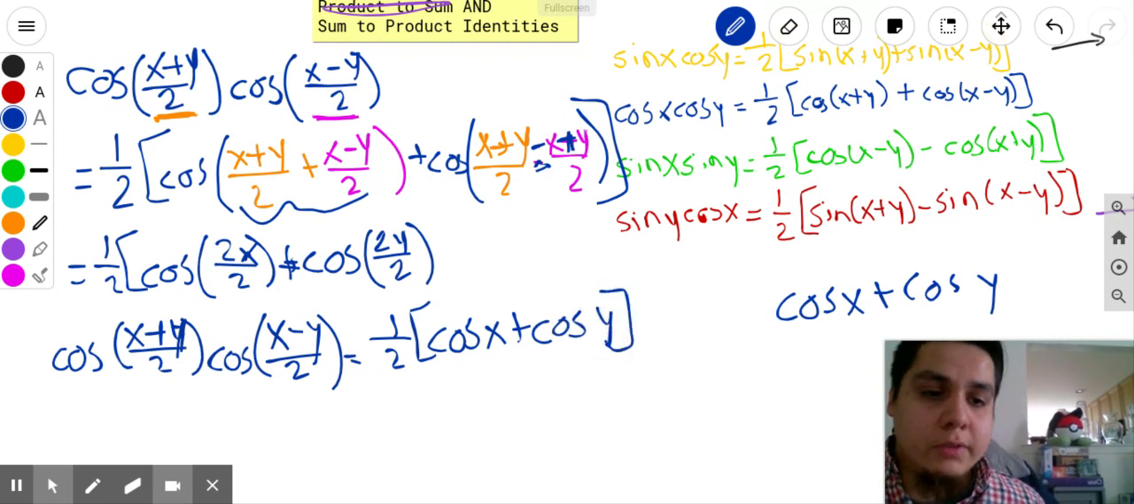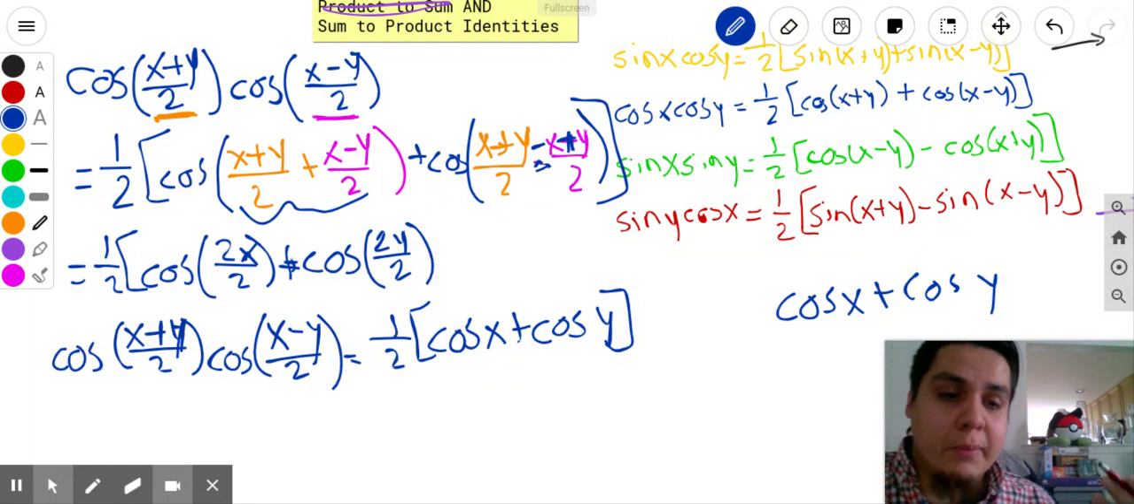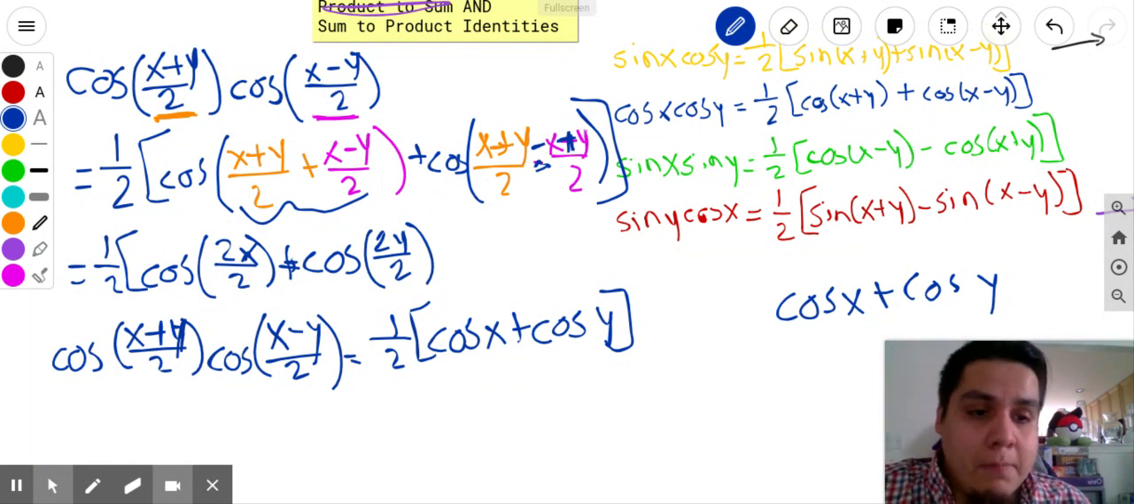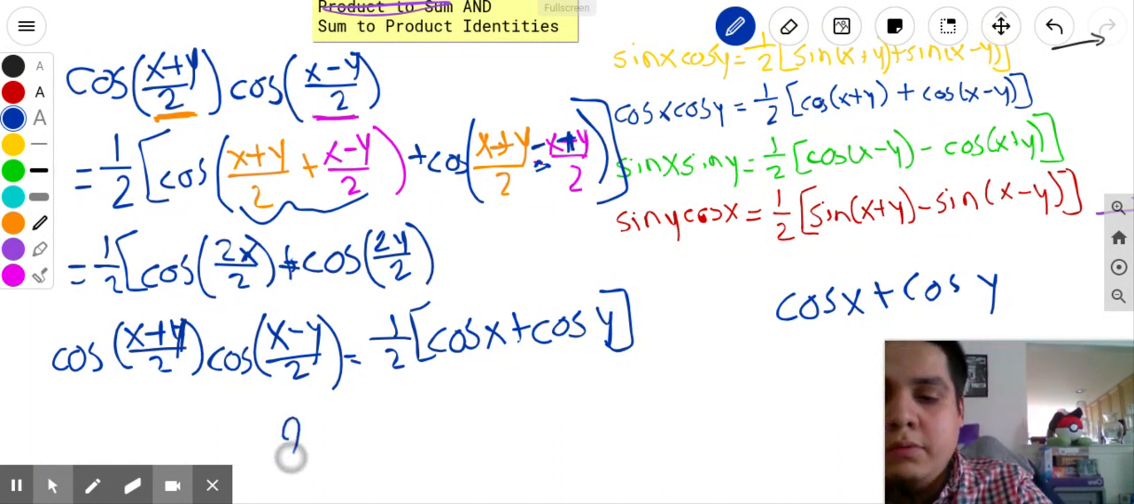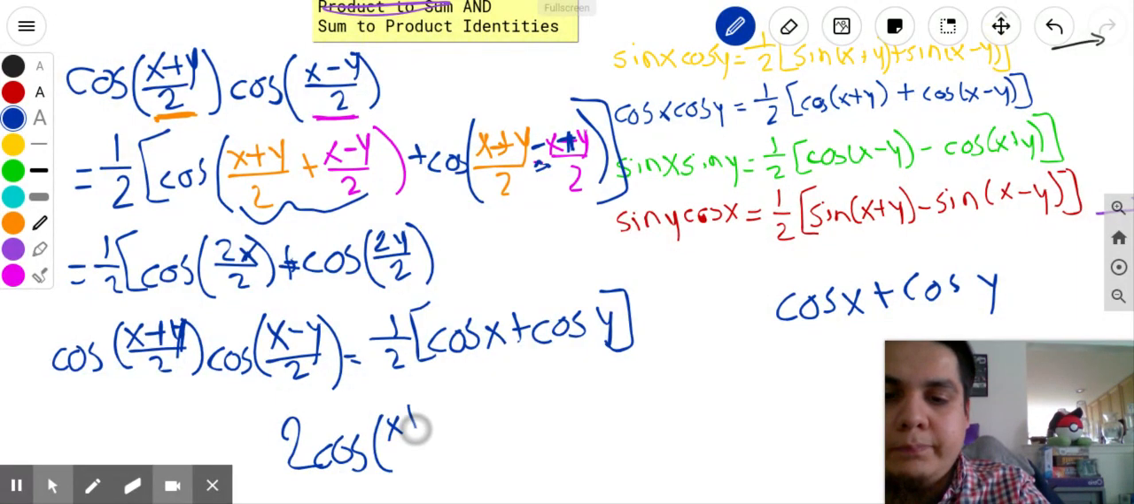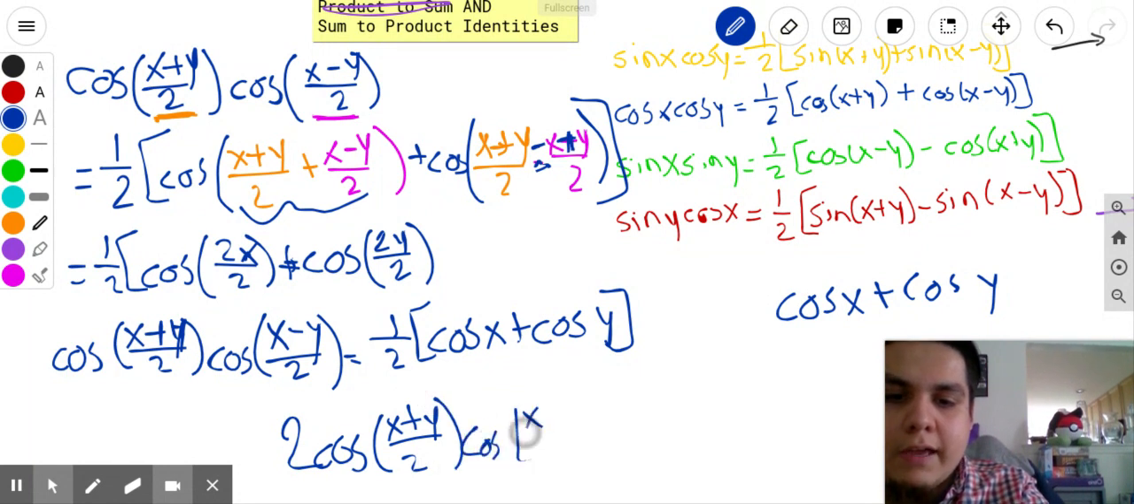So then to end up solving, I have to get rid of the 1/2 outside the bracket, so I'm just going to go ahead and double both sides. So 2 cosine of x plus y over 2 times cosine of x minus y divided by 2 should equal cosine of x plus cosine of y.